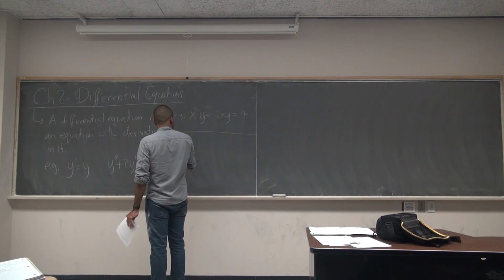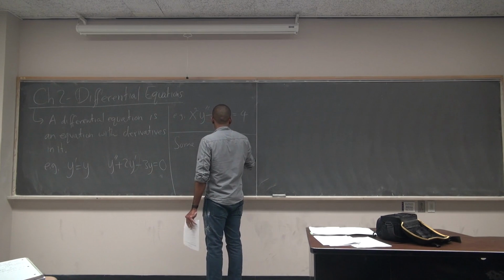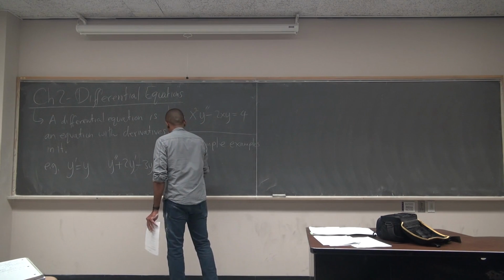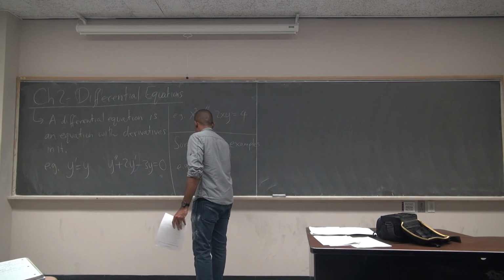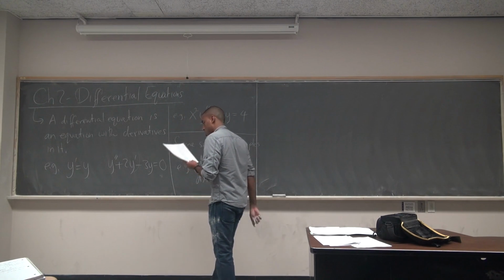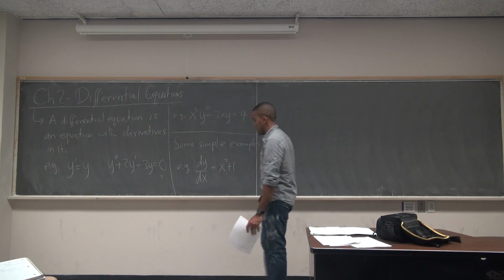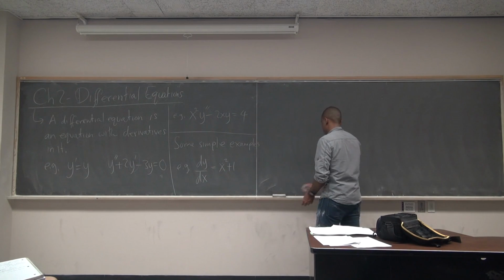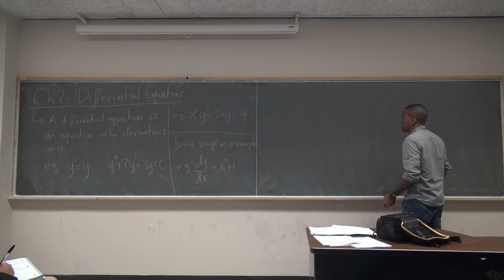Let's do some examples. Let's look at this differential equation. Let's say I told you dy dx is actually equal to x squared plus 1. This is a differential equation. Why? There's a dy dx in it. So it means I already took the derivative of something and I got x squared plus 1.